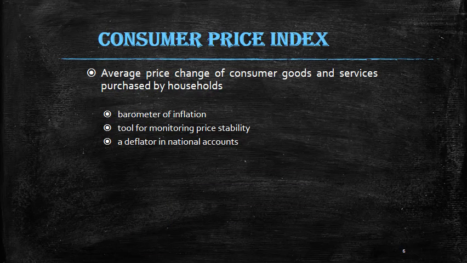Hence, we come on to the consumer price index. The CPI is again the average price change of consumer goods and services consumed by households. The first change here you see is services. So the CPI consumption basket of the base year will include services. It is more acceptable as a barometer of inflation, and hence it's used as a tool for monitoring price stability. And like I told you, a deflator in national accounts. So once you get the nominal GDP, to get the real growth in GDP, you tend to use CPI.